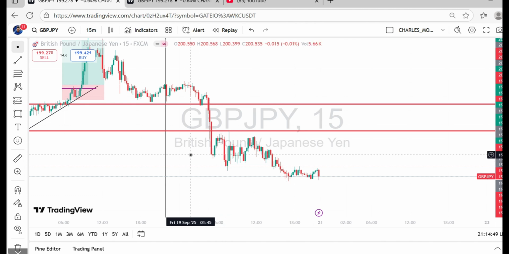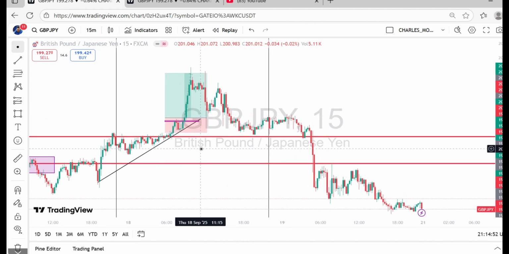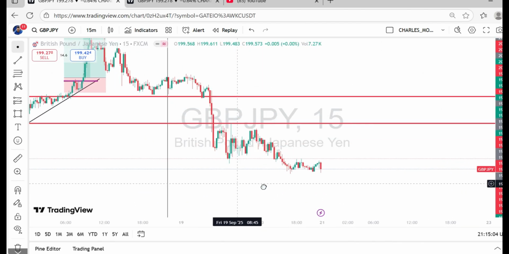So for this, let me check the Mirror session, even though I don't trade on the Mirror session. No. Mirror is always very confusing.